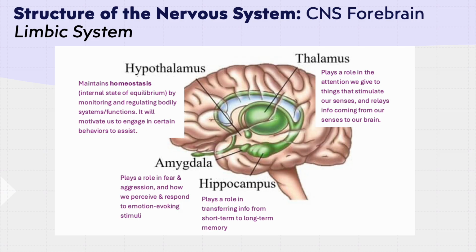It also assists in rapid eye movement, or the REM cycle of sleep. And lastly, we have our hypothalamus, so that maintains homeostasis, or that internal state of equilibrium in your body, by helping monitor and regulate body systems and functions. It will also motivate us to engage in certain behaviors to assist with that. So when we're hungry, it motivates us with hunger cues, or when we are sleepy, we are motivated with sleep cues.